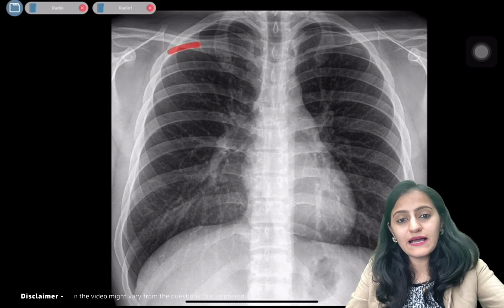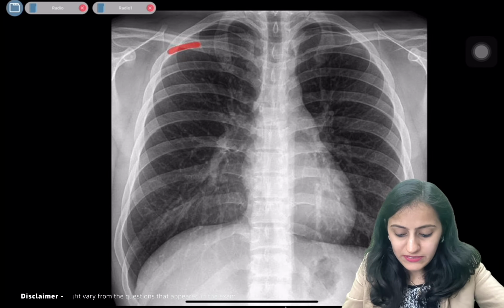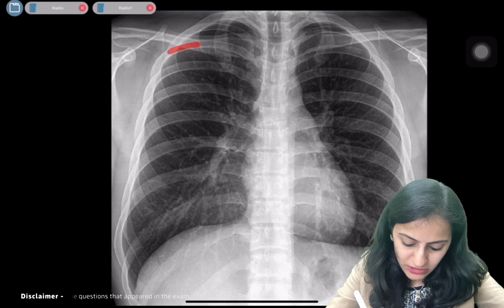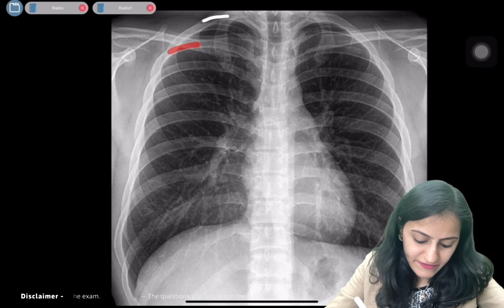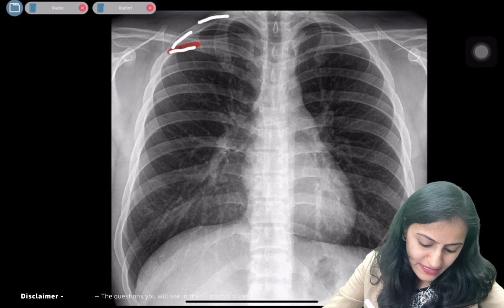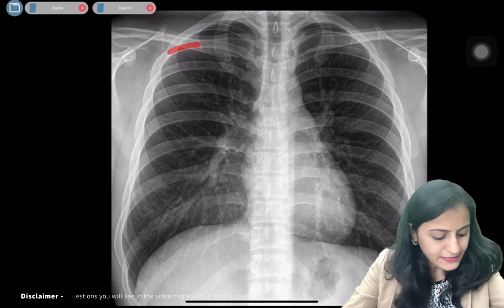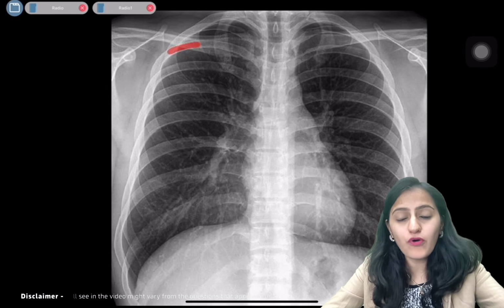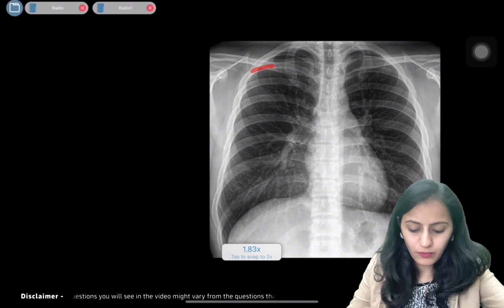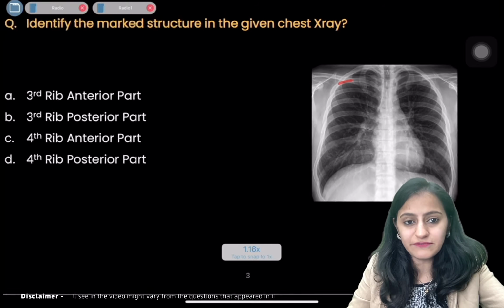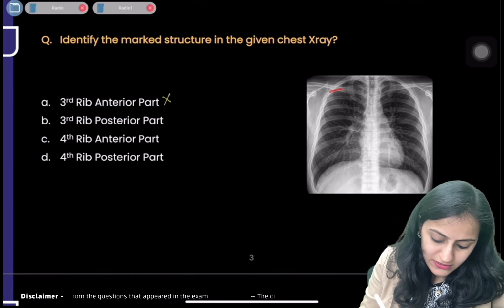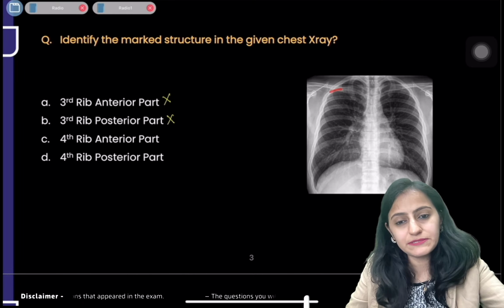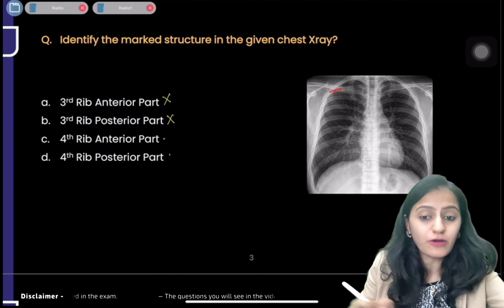Remember that we have to count the ribs very carefully. The topmost rib, which looks broad and short, is the first. Then we have the second, then the third, and then the fourth one. So this is the fourth rib. First of all, what we know from here is that this is the fourth rib, so automatically we rule out the options. This is not the third rib. So the answer is either option C or option D.